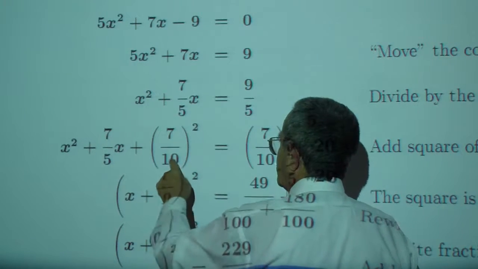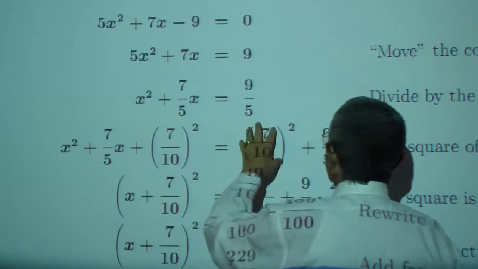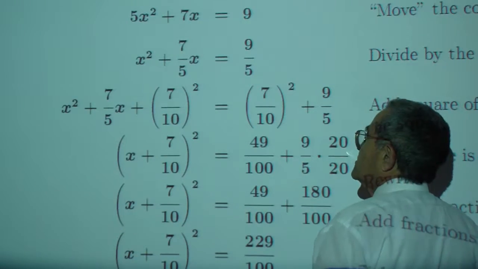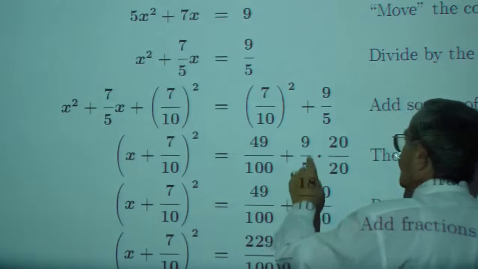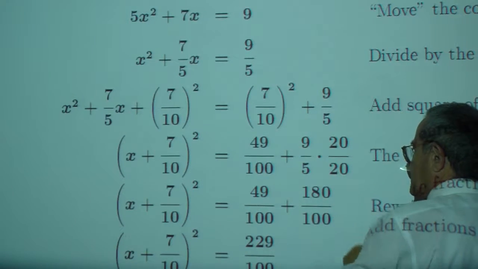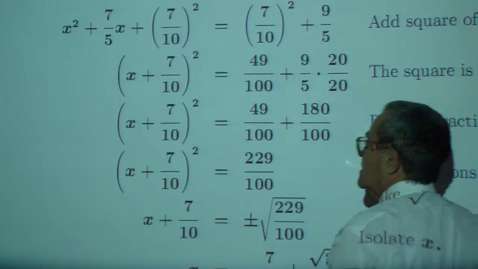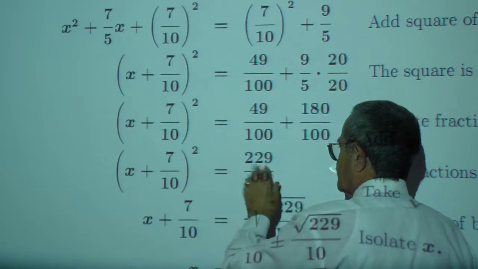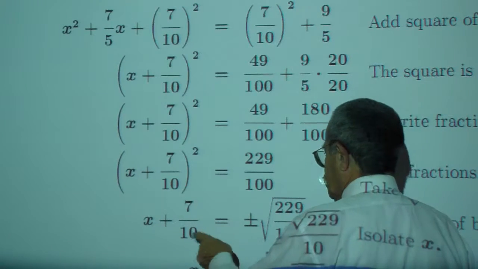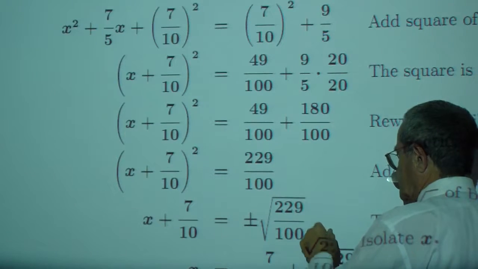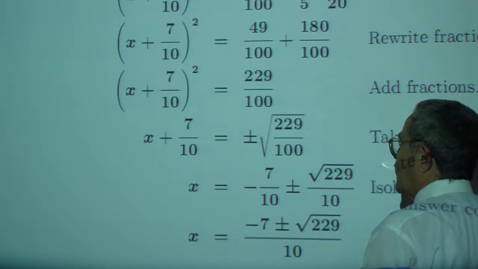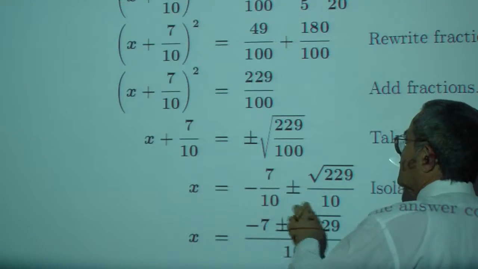You also need 7/10 squared. You add that to both sides. So you get a perfect square. You want the same denominator, multiply by 20/20. Take the square root, and you get x plus 7/10, which is plus or minus square root of 229/100. 100 comes out as 10.